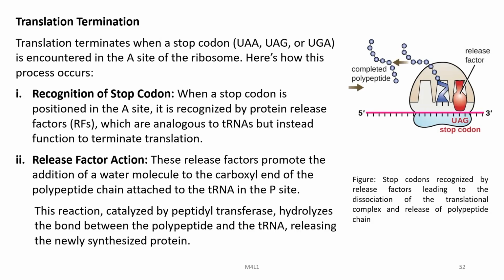Then finally comes the termination. Translation terminates when a stop codon is encountered in the A site of the ribosome. Here's how this process unfolds. Recognition is the first step. When a stop codon is positioned in the A site, it is recognized by protein release factors, which are analogous to tRNAs, but instead function to terminate translation.